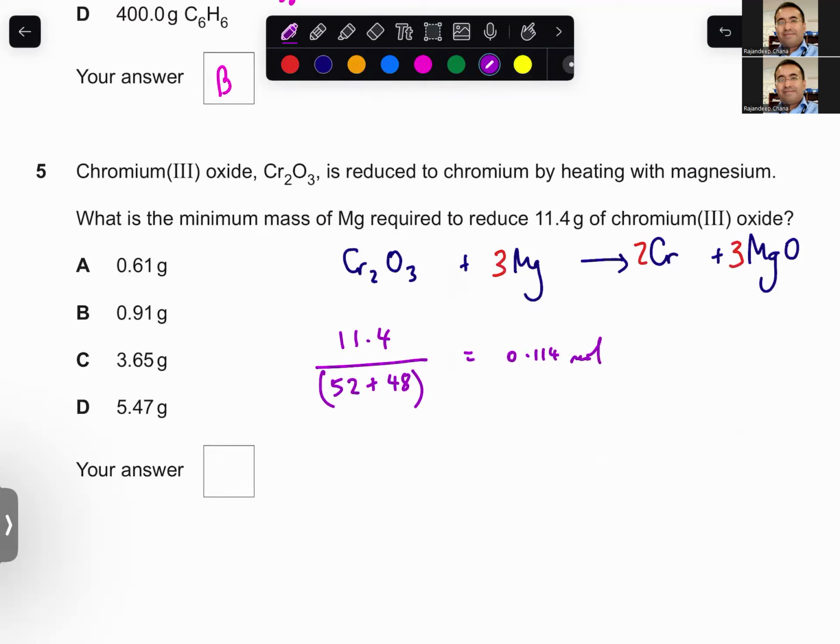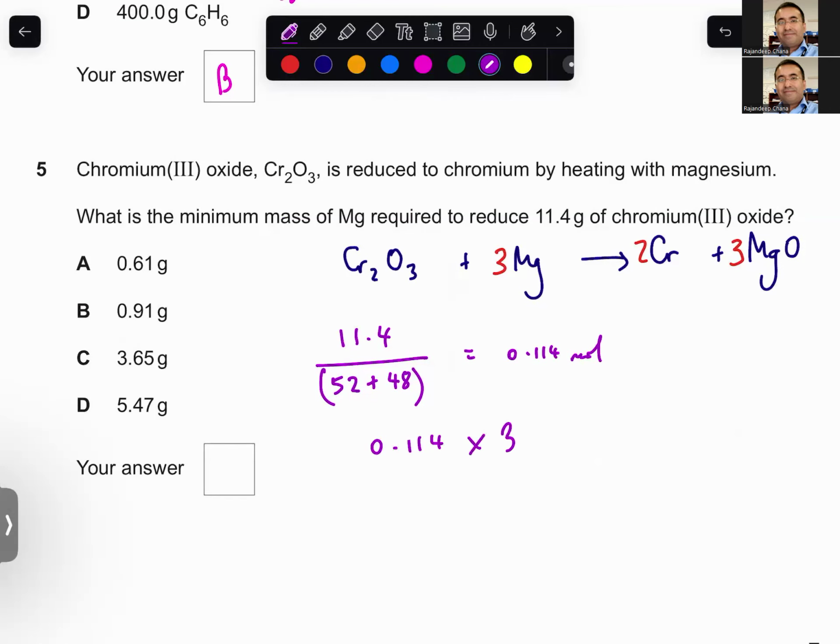0.114 moles. Now, it's a 1 to 3 ratio. Let's multiply that by 3. 0.114 times 3. This will give you the moles of magnesium. And how do you convert moles into mass? You multiply it by magnesium's relative atomic mass, which is 24.3, and that will give you the answer. 8.3.